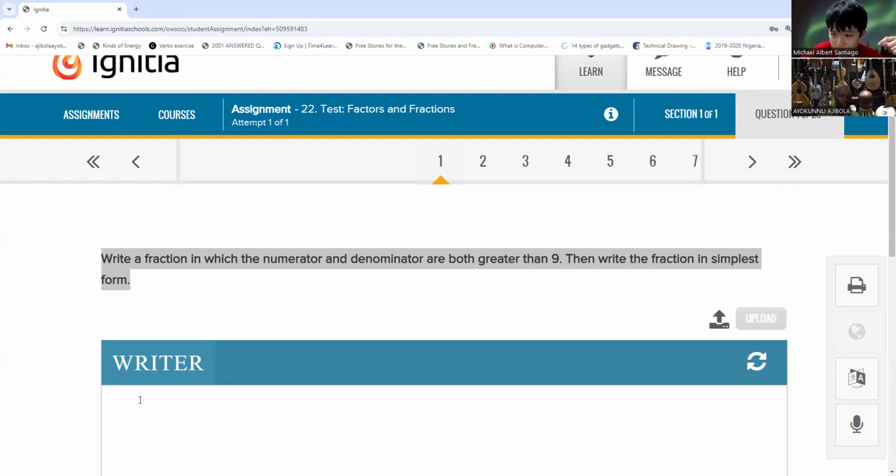Let us try, since it's talking about greater than 9, something like 20 over 15, or oh, 15 over 20. Is that clear? Yes, 15 over 20. Both of them are greater than 9. So if we want to take it to simplest form, what do you think this should be?